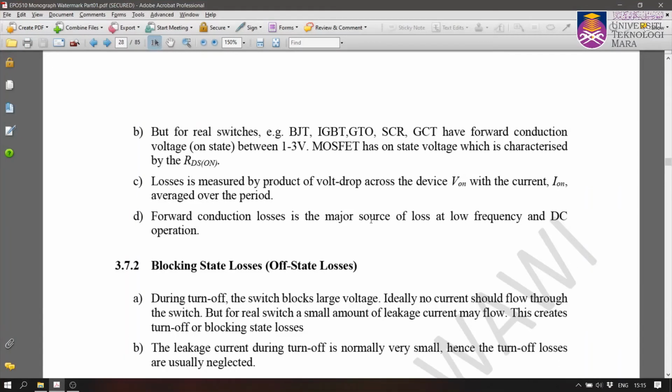Forward conduction loss is the major source at low frequency. So at low frequency, the main loss is due to the forward conduction loss. That only happens at low frequency. If you operate at a high frequency, this forward conduction loss can be neglected.